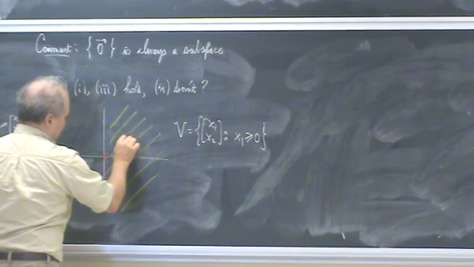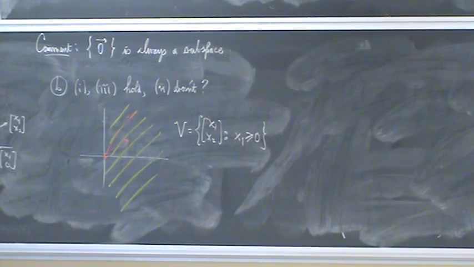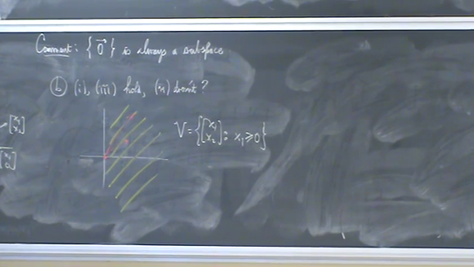If you take a vector in here and another vector in here and you add them, it still has a positive first coordinate. But what's wrong with the scalars? Negative stuff. Can anybody think of another example?